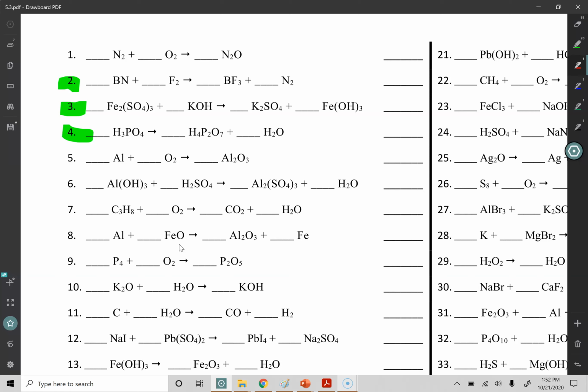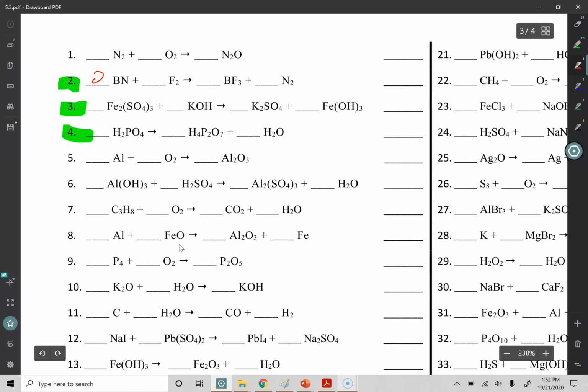Okay, I see a nitrogen, 2 nitrogens. I see 2 fluorines, 3 fluorines. I already have 1 boron, so I shouldn't start with borons. They're already balanced. There's already 1 on each side, so that's not a smart one to start with. For no reason in particular, I'm going to take a look at nitrogen. 1 over there, 2 on the product side.